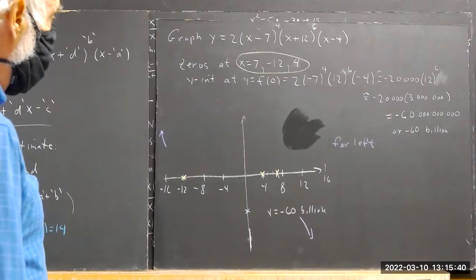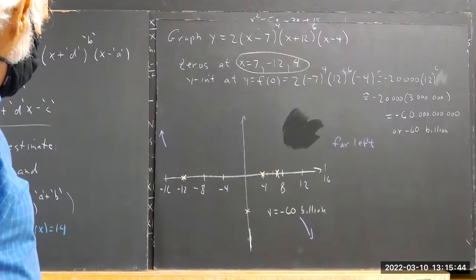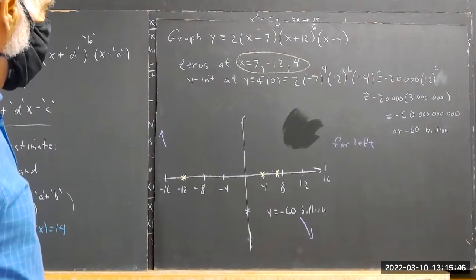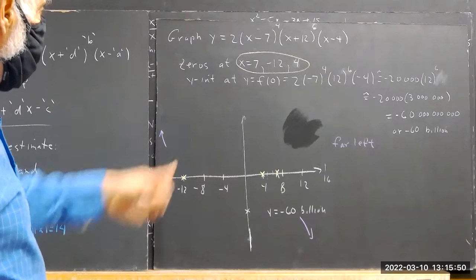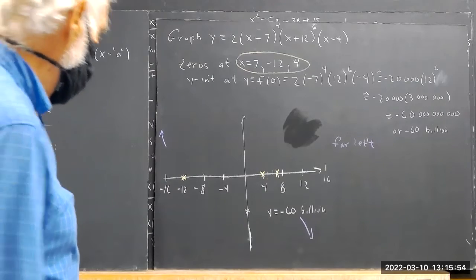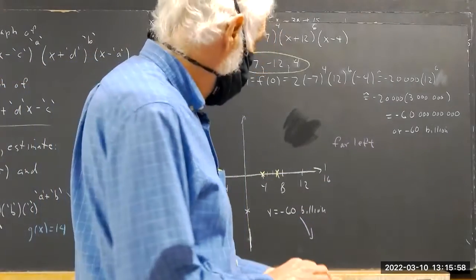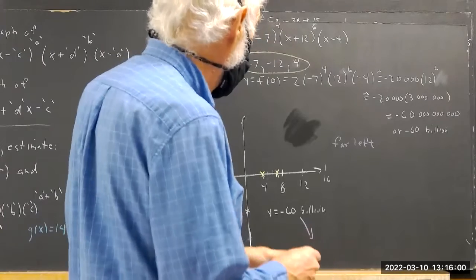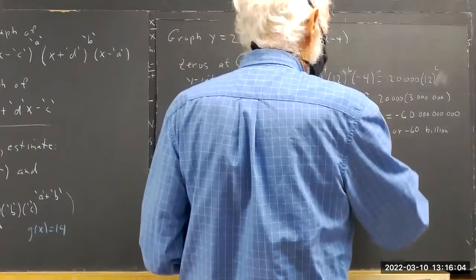Because this thing is going to be negative at far left, it's going to be positive at far right. I get negative 60 billion. And I do get negative there. And no, I don't. I messed up my calculation here. I'm so busy doing the numbers that I put a negative in front of that 20,000.